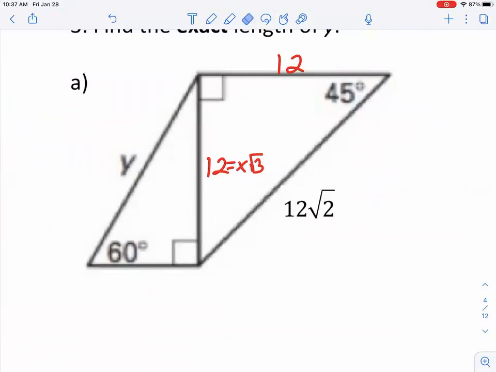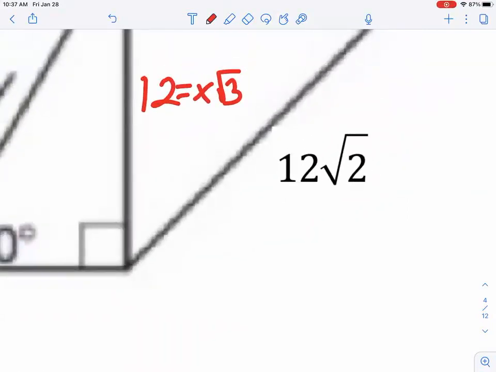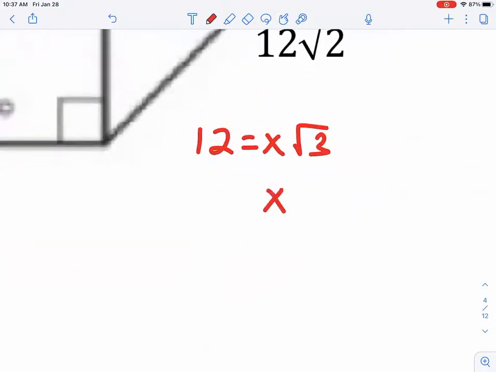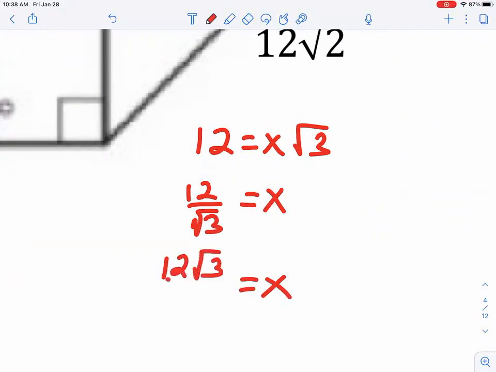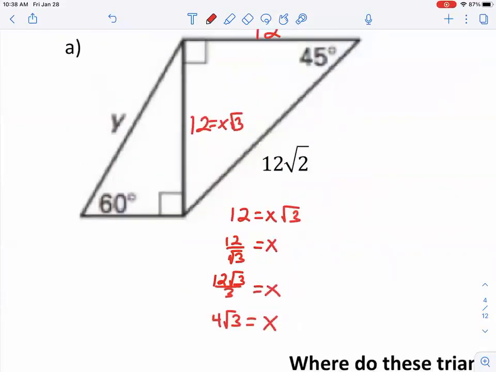So that means that to find our x, I have to do 12 equals x root 3. I'm solving that for x. So x equals 12 over root 3. Which then rationalized is 12 root 3 over 3, or 4 root 3.